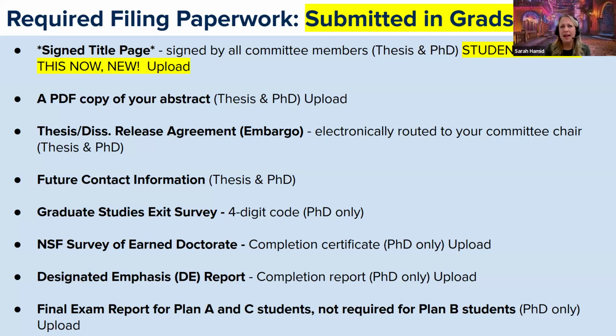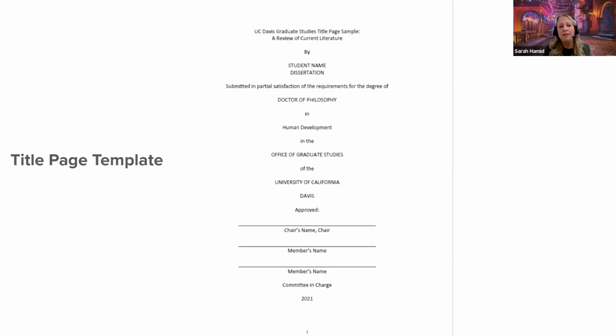If you have a designated emphasis, we need that completion report. And if you're a Plan A or C student, we need your chair or your coordinator to upload that proof of final exam that you passed it. So that's just kind of an overview. And now after I talk about the title page, we'll go into GradSphere and you can actually see more of what it looks like. We have this template of the title page on our website.